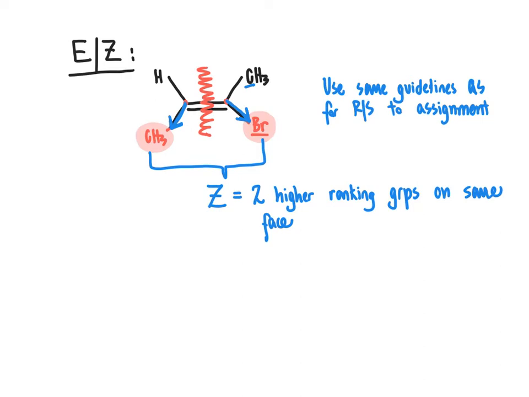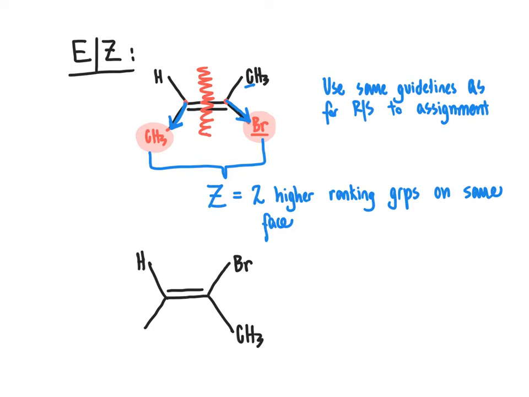That is where we've gone from the Z form to the E form, meaning that the two higher ranking groups are on opposite faces. So what I'm going to do here is change the position of the bromine so that rather than being bonded on the lower right, it's bonded on the upper right. We just changed the position of the CH3 and the bromine on the right hand side.